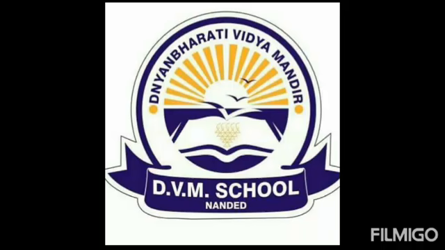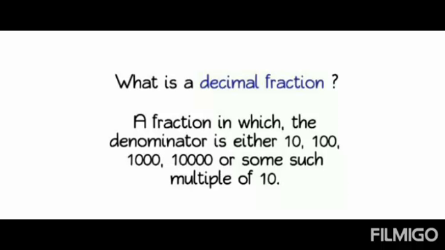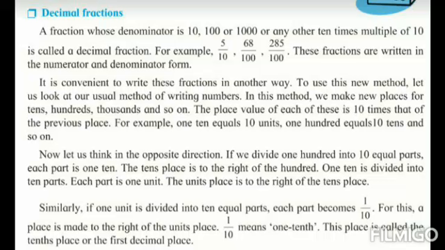Okay, now in the previous lecture, we discussed the decimal fraction, meaning how to identify a decimal fraction. A fraction in which the denominator is 10, 100, 1000, 10,000, all multiples of 10, is called a decimal fraction.